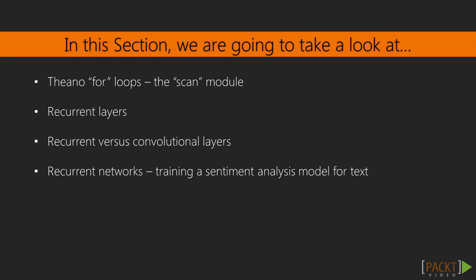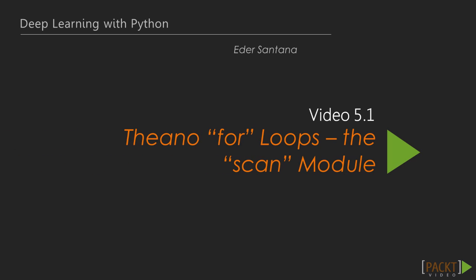In this section, we are going to talk about Theano for loops, the scan module, recurrent layers, recurrent versus convolutional, and finally, recurrent neural networks, training a sentiment analysis model for text. Let's start with Theano for loops, the scan module.